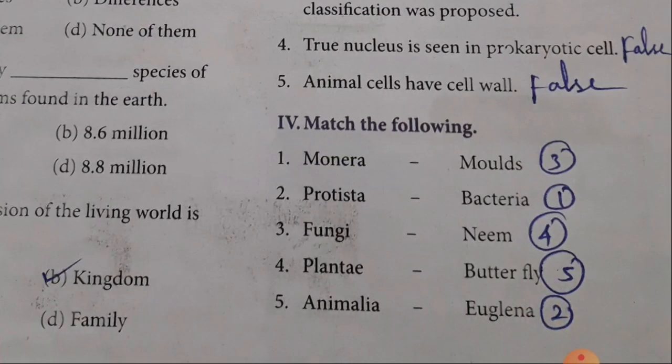See the match the following, children, and concentrate on the true or false also. Monera, bacteria. Protista, euglena. Fungi, molds. Plantae, neem. Animalia, butterfly. Okay, now let's move to the question answers, children.